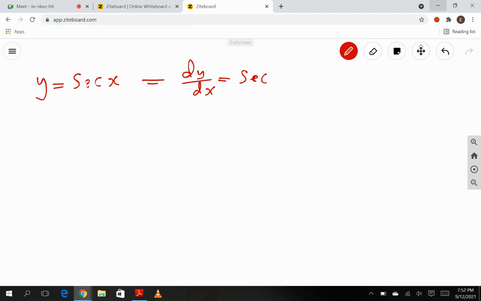So what you're having is sec what? Sec x tan x. So you have to prove that when we differentiate sec x, it becomes sec x tan x. This is just to give you an idea of how you'd go about this, but I thought it would be important for you to know, and then you'll be able to apply these concepts to other things, right?